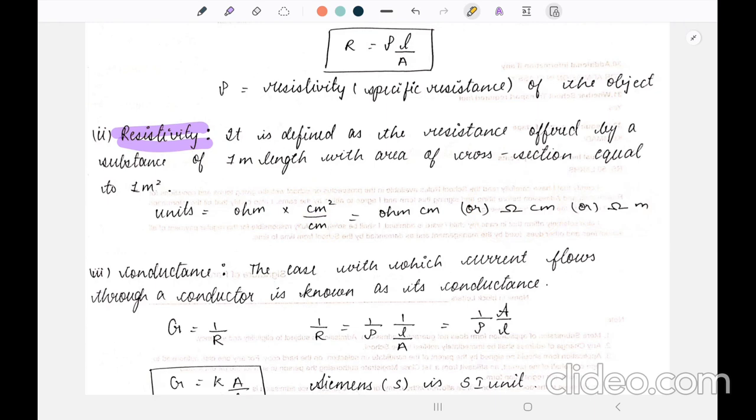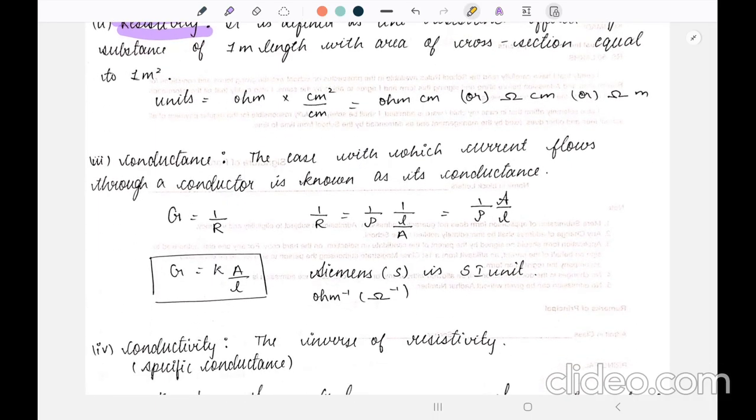Now we'll study conductance. IUPAC recommends the term resistivity over specific resistance. Conductance is the ease with which current flows through a conductor. It can be taken as the inverse of resistance, so G is equal to 1 by R. We write the resistance formula and reverse it to get the final formula of conductance, that is G = κA/L.